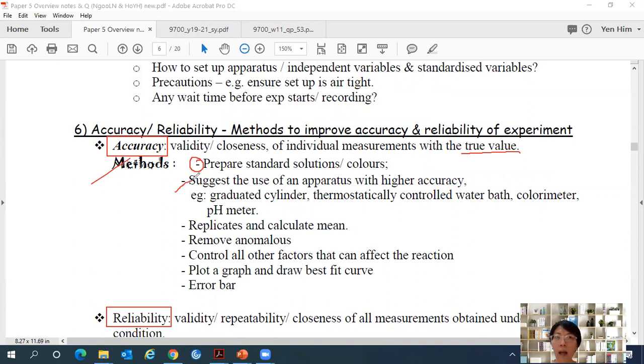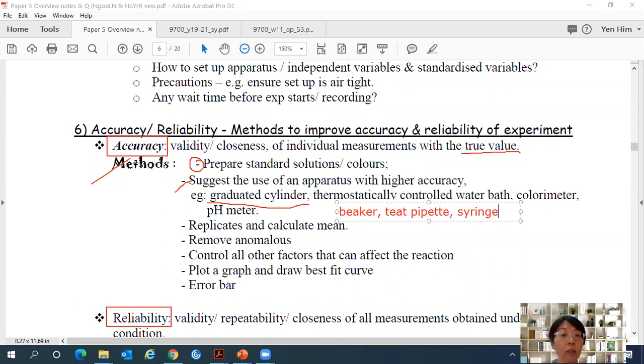First thing to do is choose apparatus that give you better accuracy. For example, you want to measure volume. I've got so many apparatus I can use to measure volume. Which one is better? I've got graduated cylinder, I've got the beaker, I've got a tip pipette, I've got a syringe. So among these 4, which one is the best one I should use to measure the volume?